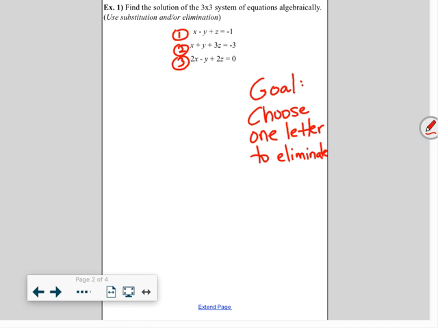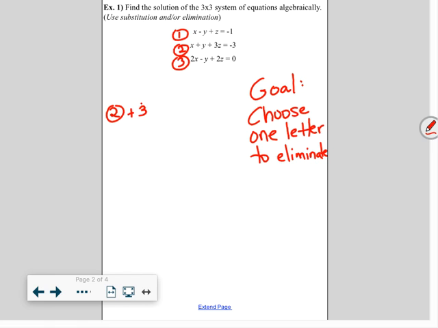So I'm going to scan through these, and can you see what I see? If I add 2 of them right now, it's going to get rid of that same letter. Which 2 equations could I add right now to eliminate one of the letters? The second one and the third one. Awesome. If I add the second one and the third one, what letter cancels? Y. The Y.